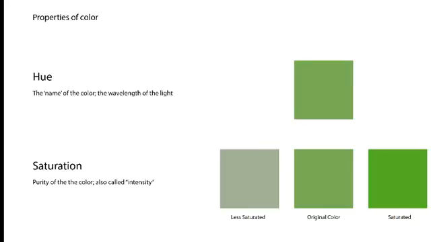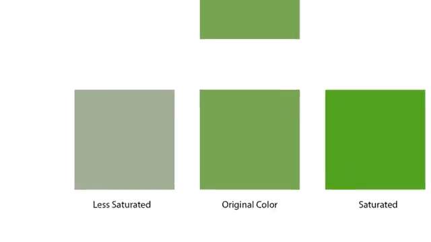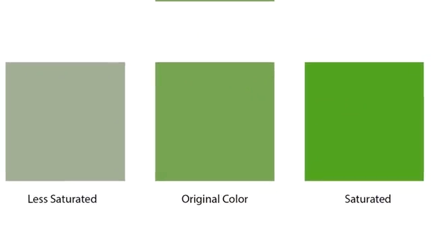Okay. Saturation, we call it. Digital artists will call it saturation. A lot of fine artists who do oil and acrylic will call it intensity. And they're both legit. It's the purity of the color. So in that first row of three there, the less saturated is on the left, the original color is in the middle, and the more saturated is on the right. So it's a purity, less purity is called saturation.